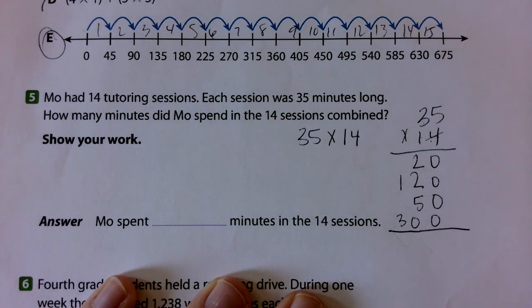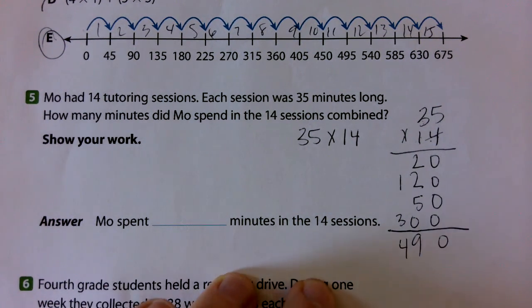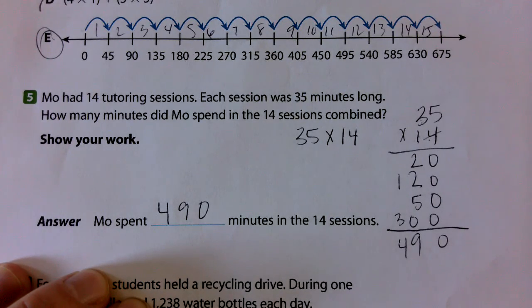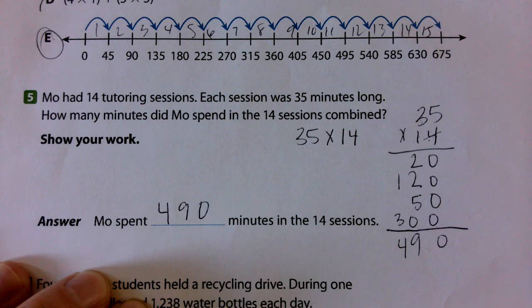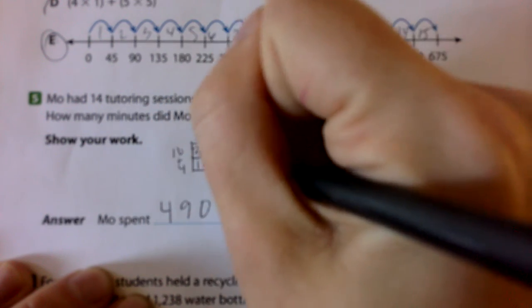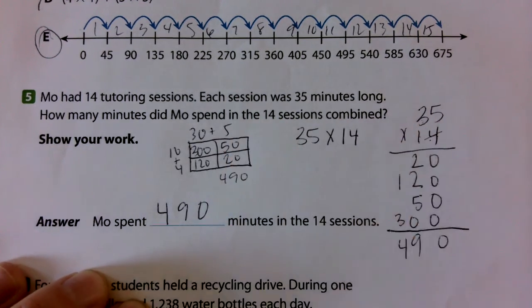So now I'm going to add all those together. I get 0, 5, 6, 7, 8, 9, 490. So I have 490 minutes in the 14 sessions total, right? And you could have done the area model, okay? So you could have done the area model and you would have gotten 30 plus 5 and 10 plus 4. So you would have gotten 300 plus 50. You would have gotten 120 plus 20. And then you would have added those together and gotten 490.